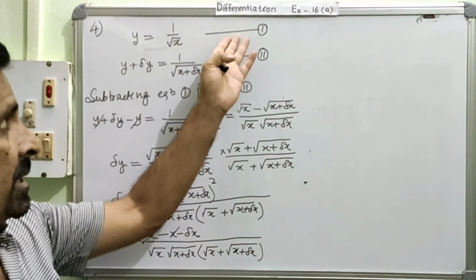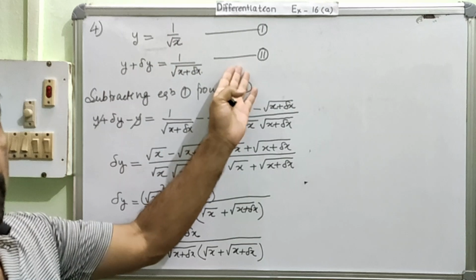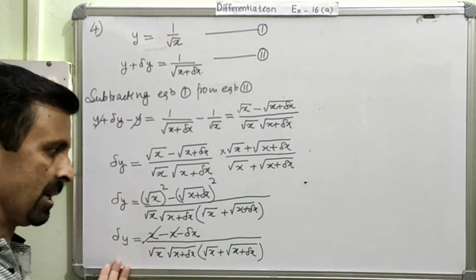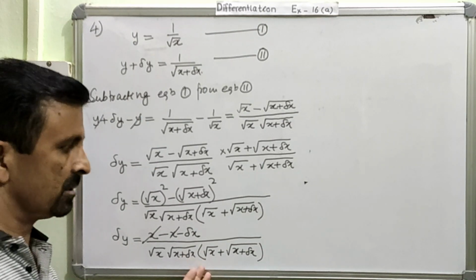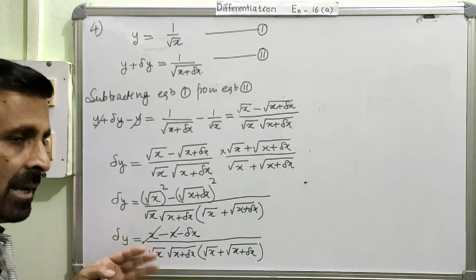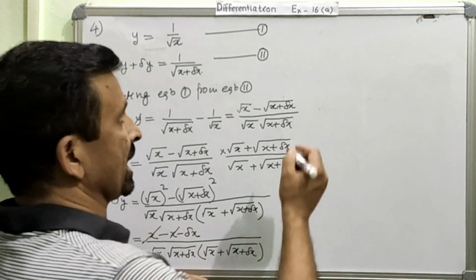Assuming function as y, then increasing both the sides by a small quantity, and then subtraction. So at the end of the subtraction we are getting this result. This is the end of your step number 3. Now step number 4, what? We are going to divide this by delta x.